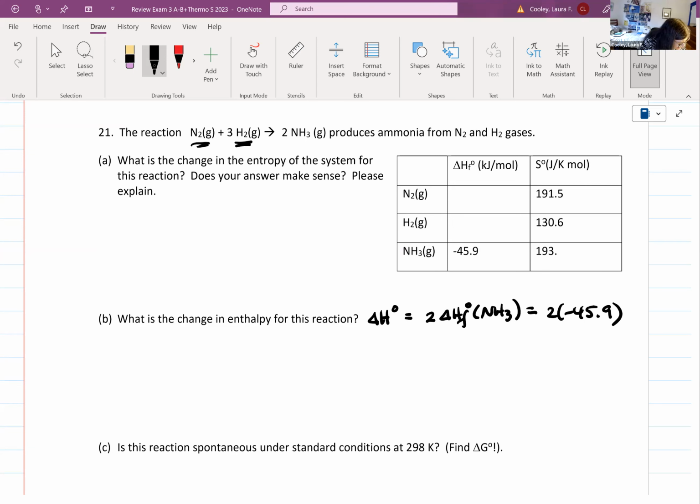I don't seem to have 18. Oh, here it is. Wait, no, 21, not 18. Oh, I'm sorry.